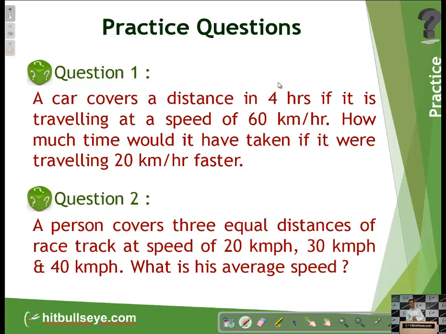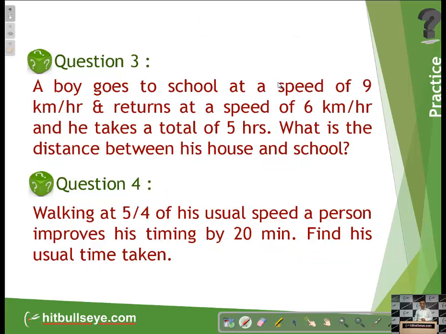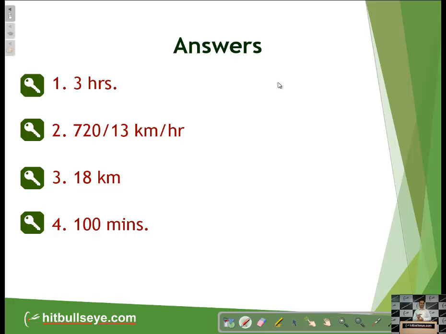These are some practice questions, students, which you have to do on your own. Just go through the questions. These are 2 questions on this page, and there are next 2 questions on another page, question number 3 and question number 4. A boy goes to school at a speed of 9 km per hour. Very basic questions, again based on the same concept which you have already done. And these are the answers for these 4 questions: 3 hours, 720, 18 and 100 minutes.